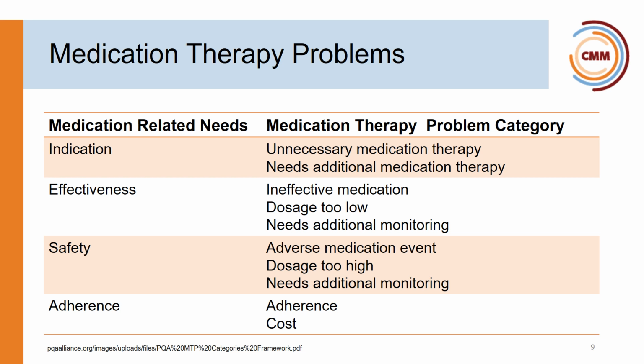It's based on input from providers and practices and the MTP categories established in the literature. It is intended to provide a framework to standardize how MTPs that are identified during CMM encounters are categorized. This standard framework promotes consistent categorization and coding of MTPs and the related actions or recommendations to resolve the MTPs. The full framework, including the MTP rationales, is at the link on the slide and is also available in the learning module.